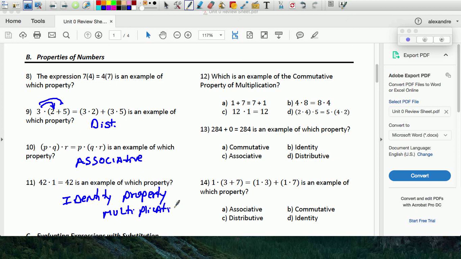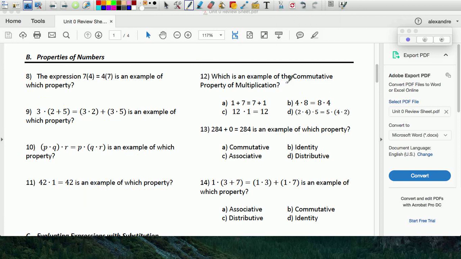Okay, so that's not a big deal, even though we didn't go over it in class. It's one of the properties. Number 12, multiple choice. Which one is an example of the commutative property? Commutative multiplication. So this is addition, garbage. This one has parentheses, so that means associative property, so that's garbage.